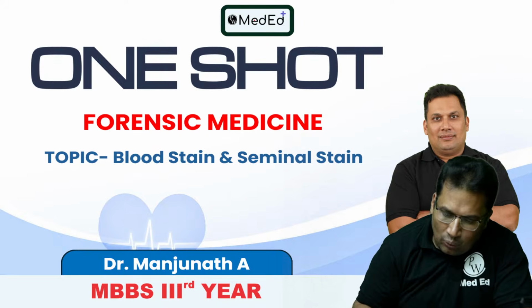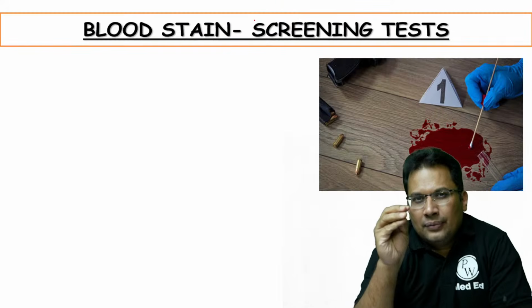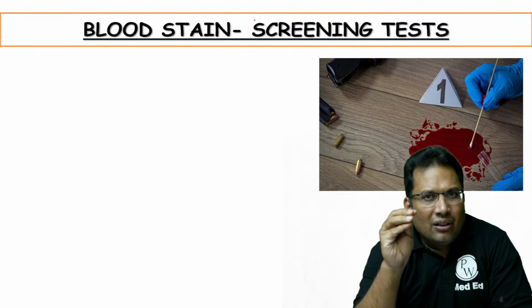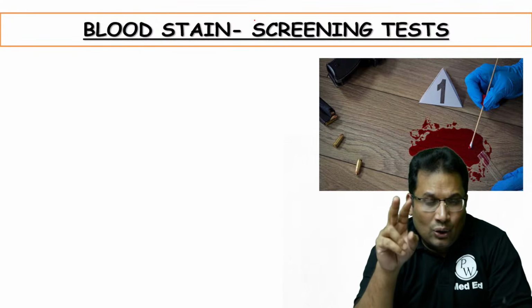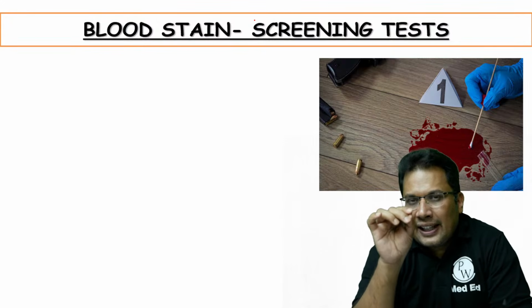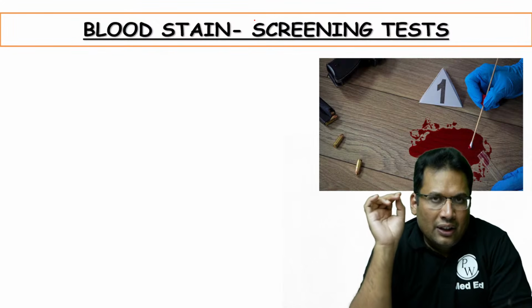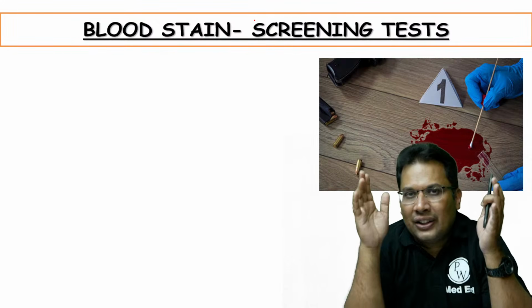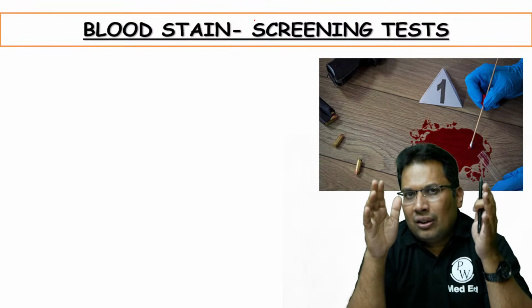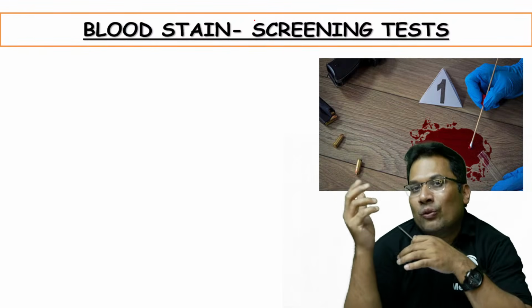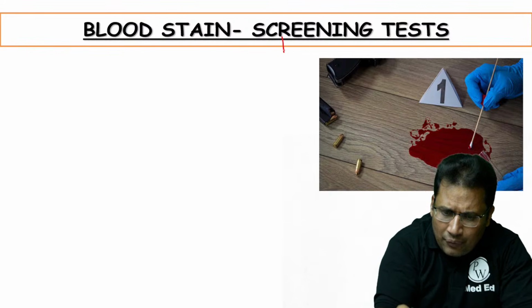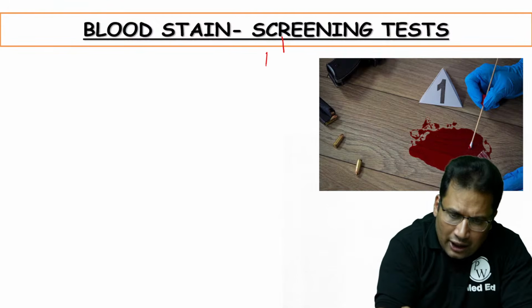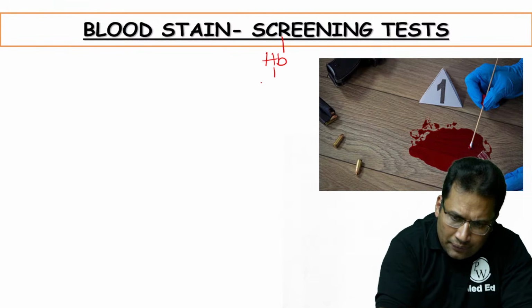What are the tests for blood stain? The blood stain can be identified with the help of two types of tests. One is the screening test, the second one is the confirmatory test. The screening tests are highly sensitive. They have more true positive value. Screening tests basically depend upon the principle that hemoglobin has peroxidase activity.